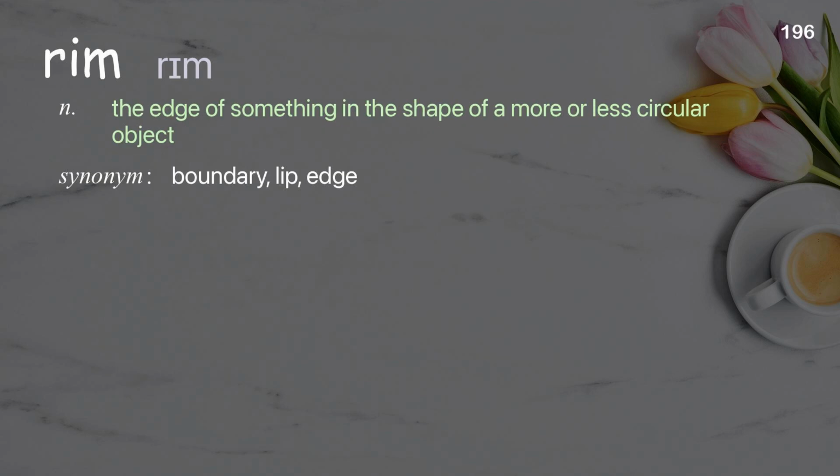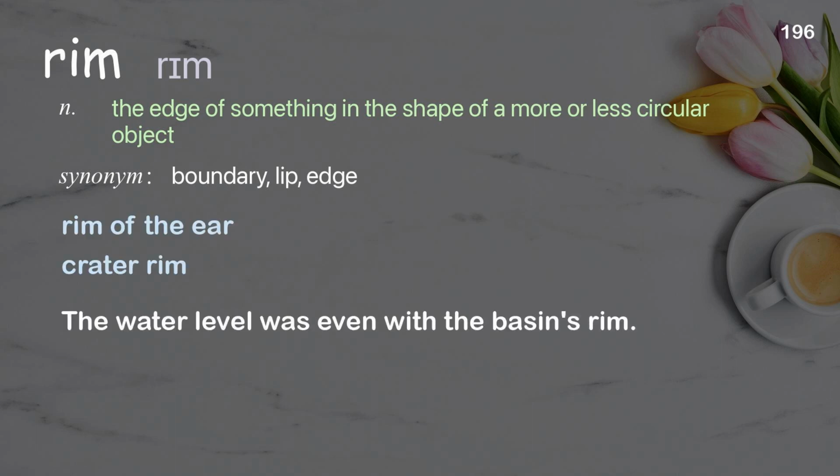Rim. The edge of something in the shape of a more or less circular object. Examples: Rim of the ear. Crater rim. The water level was even with the basin's rim.